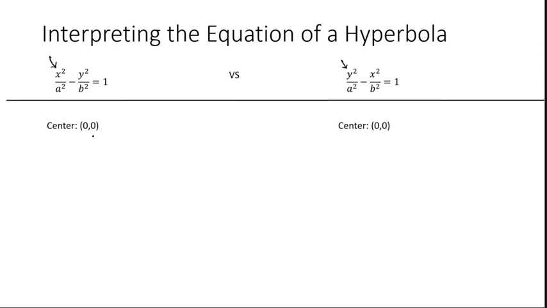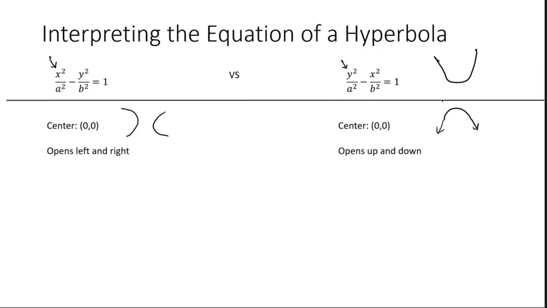In this first equation, because the x squared term comes first, it's going to be opening in the x direction, which would be left and right. So it's going to look like the one we saw previously, where it opens like this. Whereas the other one, if the y squared comes first, is opening in the y direction, meaning it's going to be opening up like that, and then down like that. So that would be with the y squared coming first.